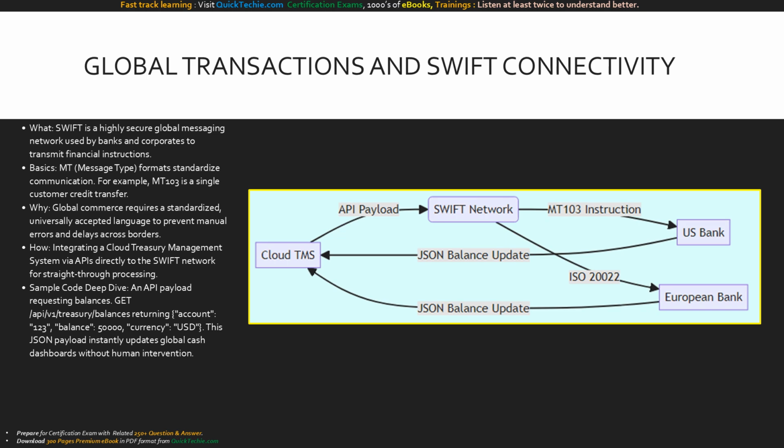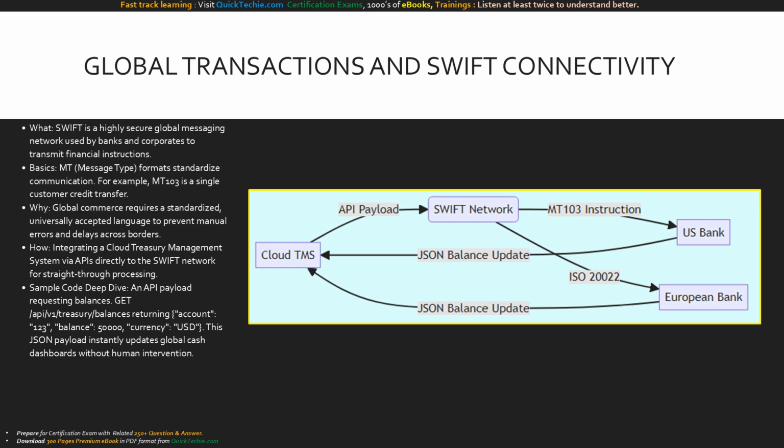Let's look at the sample code on your slide. This is a simple API GET request for treasury balances. The system pings the bank, and the bank instantly returns a JSON payload showing the account, the balance of 50,000, and the currency in USD. This tiny piece of code eliminates the need for an analyst to log into a bank portal, download a statement, and type it into a spreadsheet.